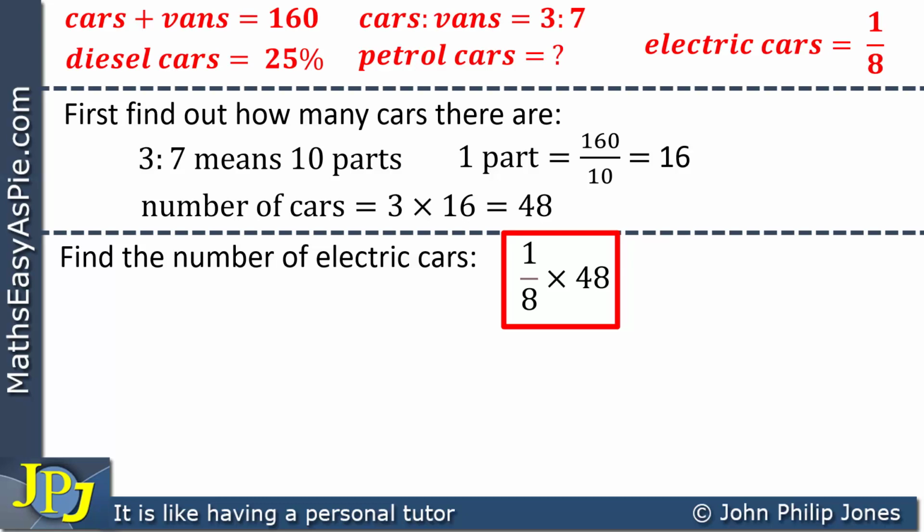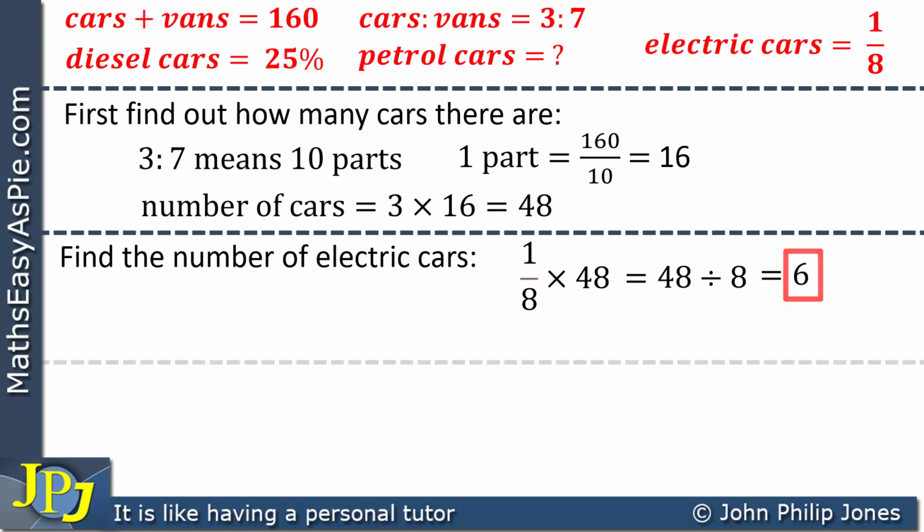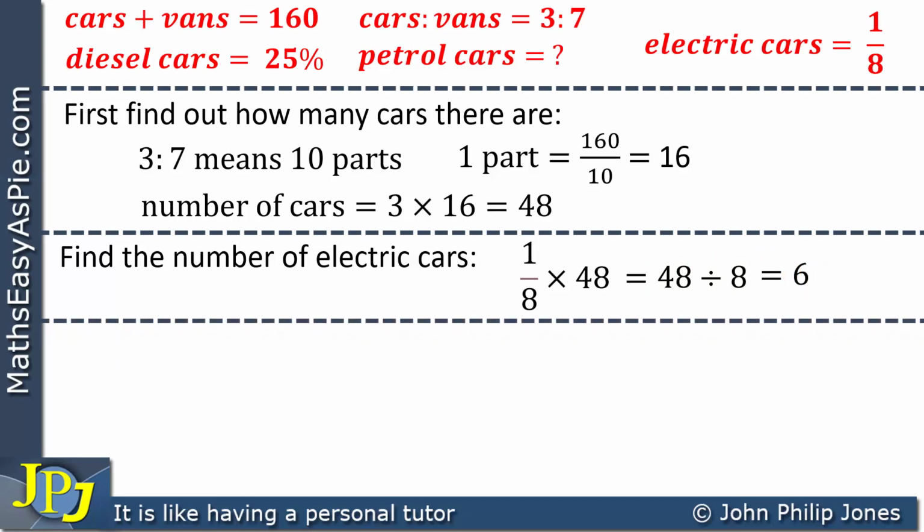1/8 of 48, which is the same as saying 1/8 times 48. And of course, if you multiply by a fraction, and there's 1 on top of the fraction, what you can do, you can divide the 48 by the number at the bottom of the fraction, which is 8. So this becomes 48 divided by 8. If you perform that, you can see that the answer is 6. So we have 6 electric cars.